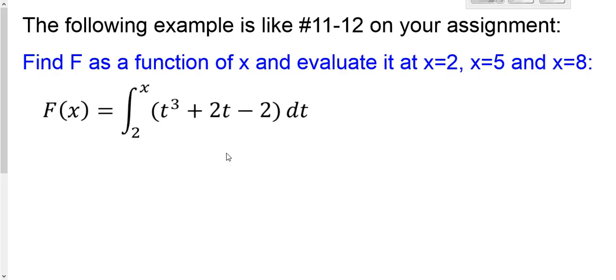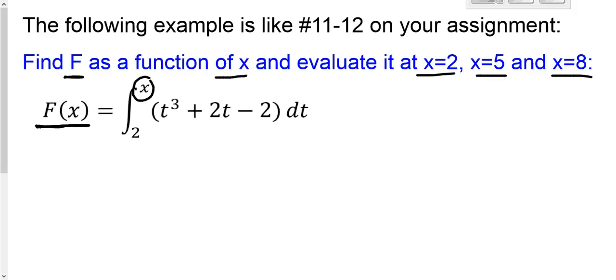The following example is like 11 and 12 on your assignment. We have to read the directions carefully. This says find f, so we're finding f as a function of x, which means we're going to integrate, and we have x, and evaluate it at x equals 2, x equals 5, and x equals 8. So we're plugging in those three numbers.